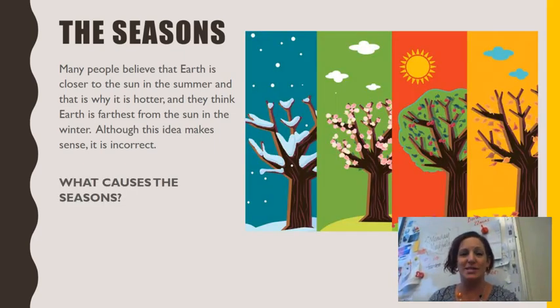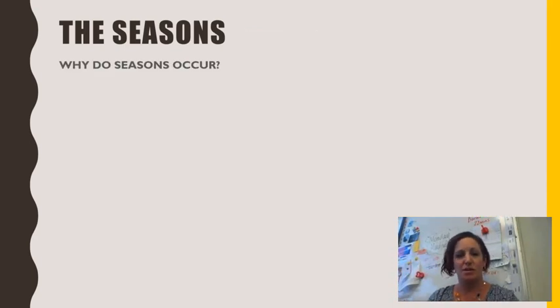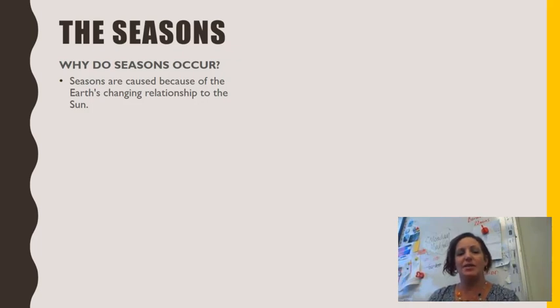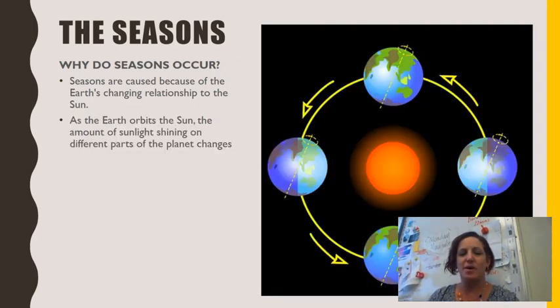So what does cause the seasons? The seasons are caused by the tilt of the Earth's axis away or towards the sun as it travels through its year-long orbit around the sun. So why do seasons occur? It's because of the Earth's changing relationship with the sun. As the Earth orbits the sun, the amount of sunlight shining on different parts of the planet changes. This change is what causes the seasons.